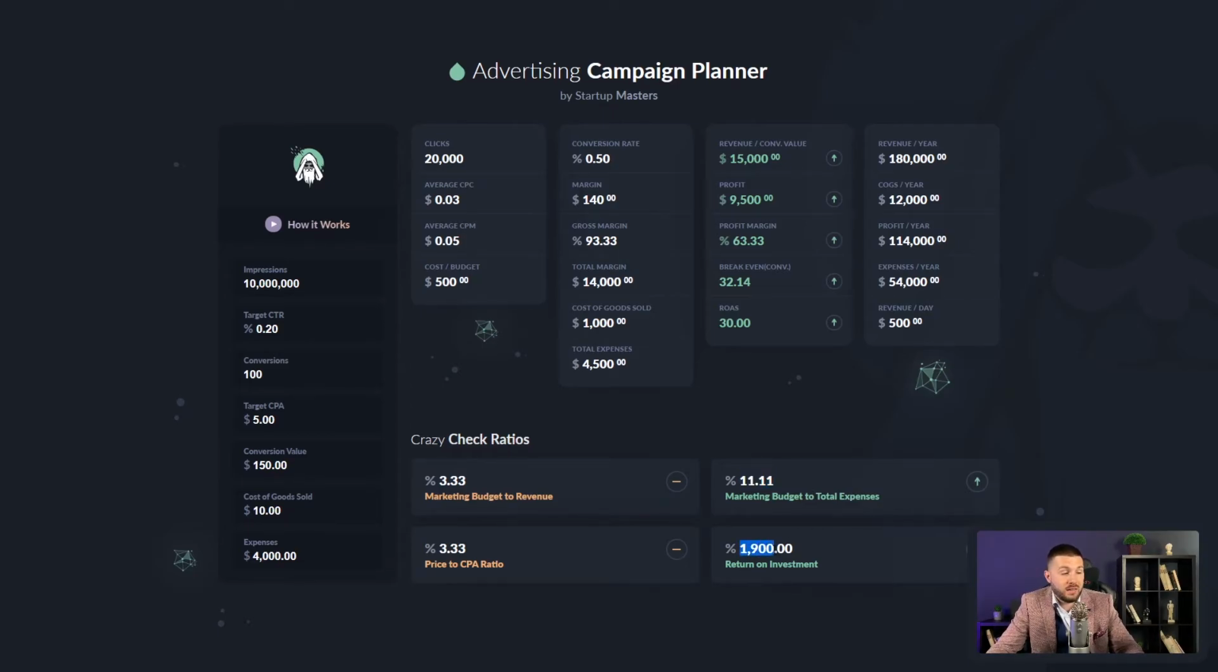And I will get 1,900% return on investment. That's basically pretty much insane. And my return on ad spend will be 30. So for every dollar that I put into Facebook, I have to get 30 back. Now that's a performance that you have to be really the freaking god of Facebook advertising to be able to hit these numbers. And this is why these numbers pop up and show you that you're going too far. And you have to get a click from Facebook for 3 cents, which is pretty much impossible. And you have to get 1,000 impressions for 5 cents, which is again also pretty much impossible.